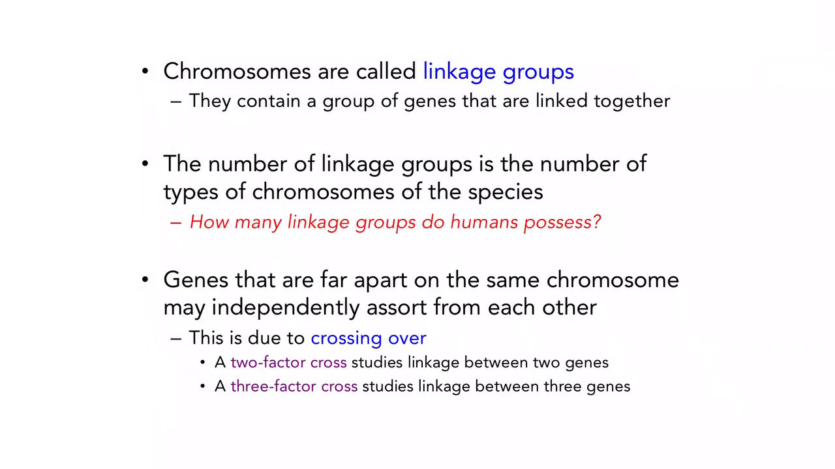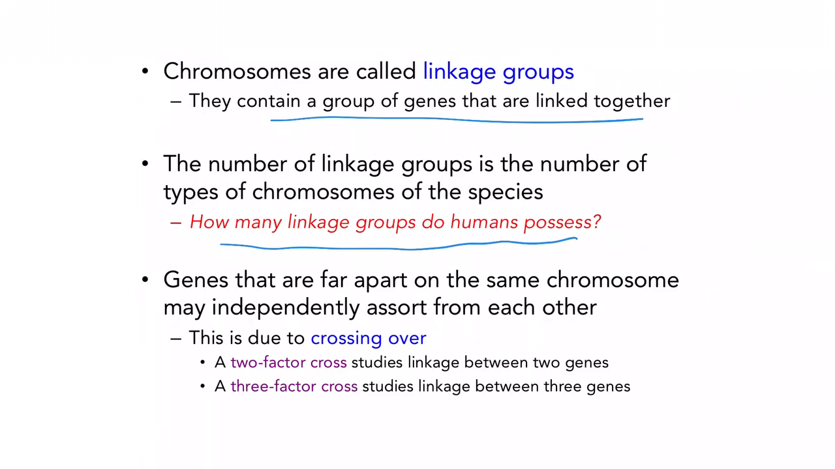Now, chromosomes themselves are referred to as linkage groups. That means they contain a group of genes that are linked together. And we use this term of linkage group. It's based on the number of types of chromosomes of a species. So if we think about humans, how many linkage groups do humans possess? Now, in general, there are 22 autosomal linkage groups, because we possess 22 autosomal chromosomes. Then we also have the sex chromosomes.